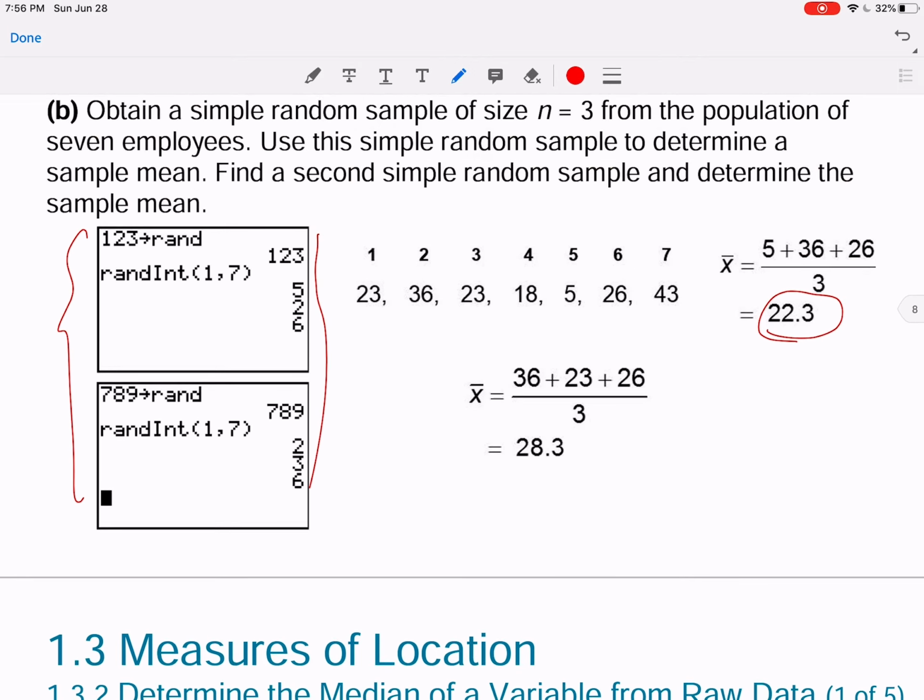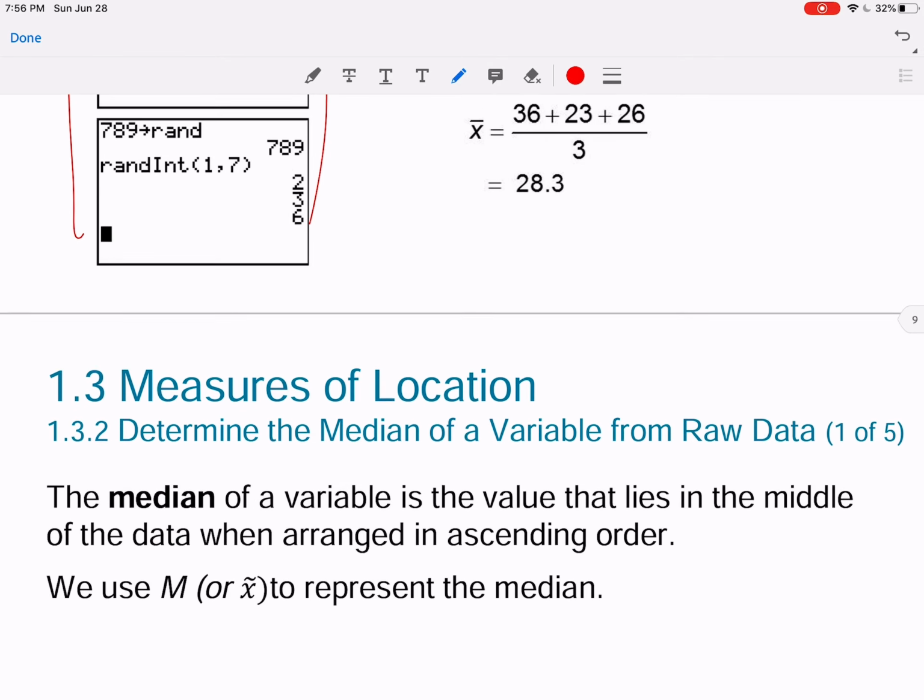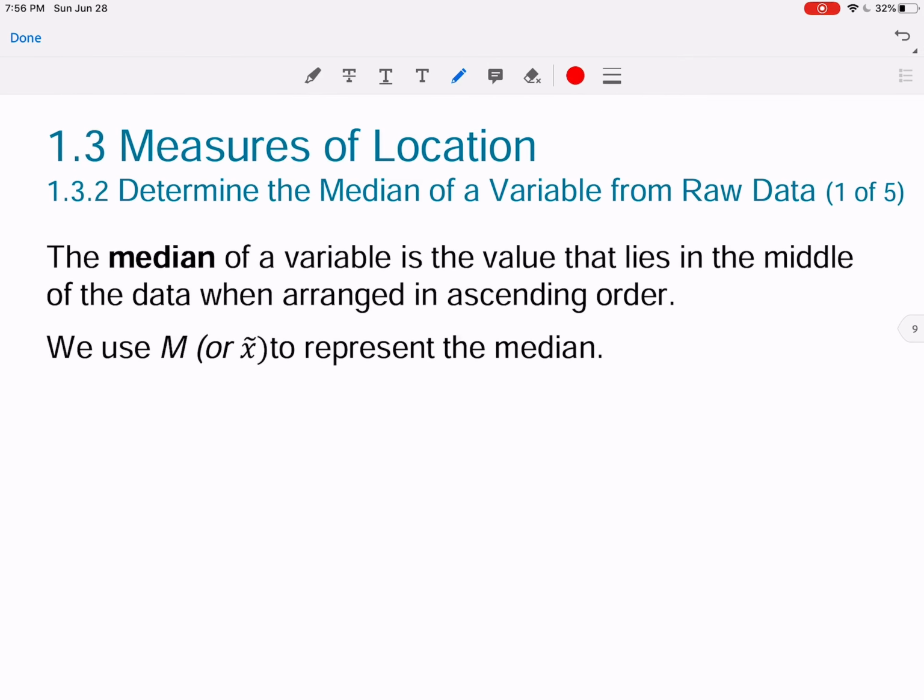Now, once we know how to find the population mean and sample mean, the next definition is called the median. The median of a variable is a value that lies in the middle. The median lies in the middle of the data when arranged in ascending order. Based on the definition, if we want to find a median, first we rearrange the data set in ascending order and find the number in the middle position, and that's it.